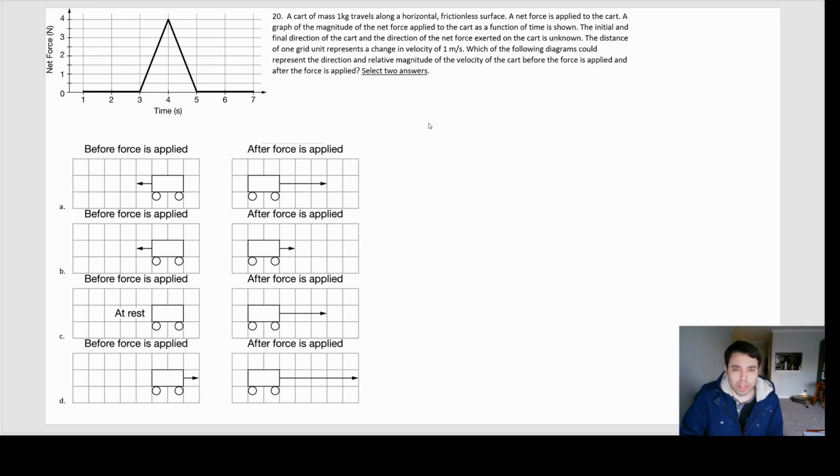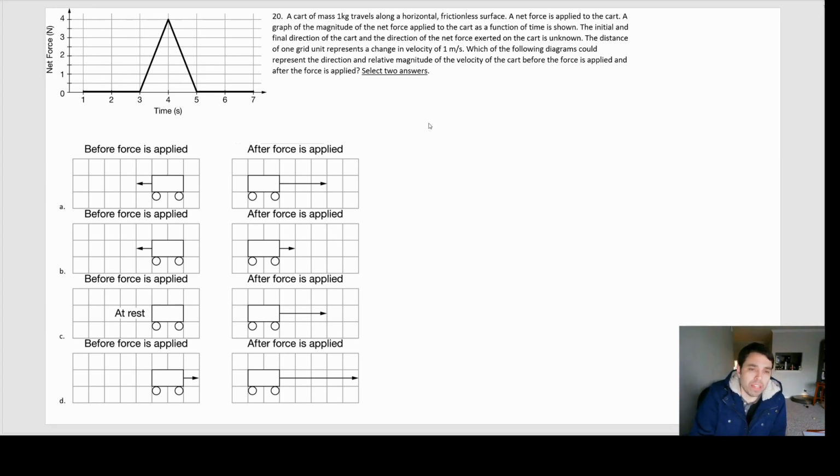It's talking about down here on these things, right? Which of the following diagrams could represent the direction and relative magnitude of the velocity of the cart before the force is applied and after the force is applied? Select 2 answers. All right, so the key here is to find the impulse, right? So let's do that first.